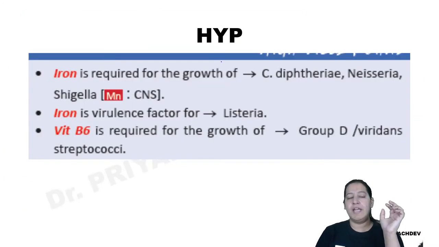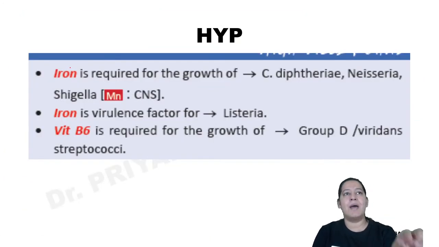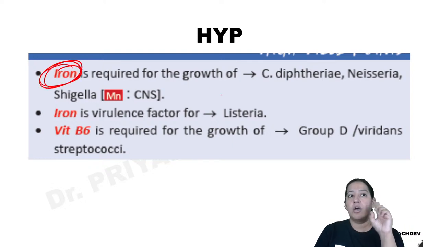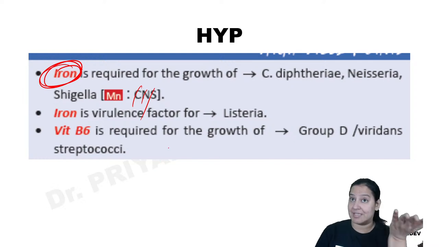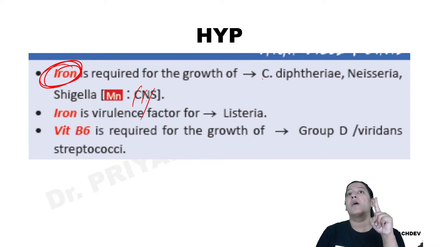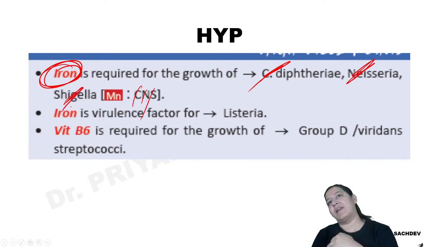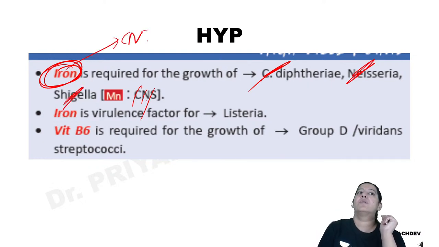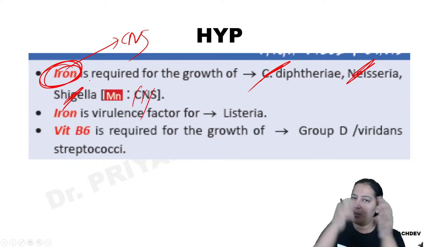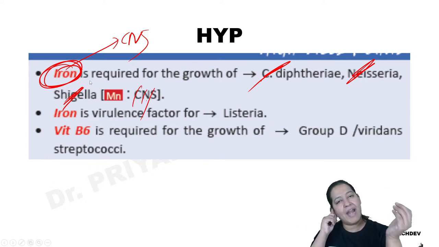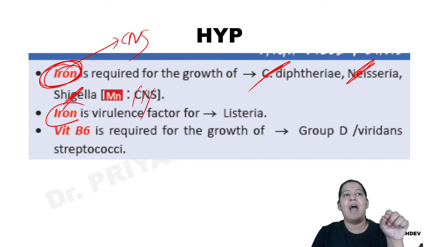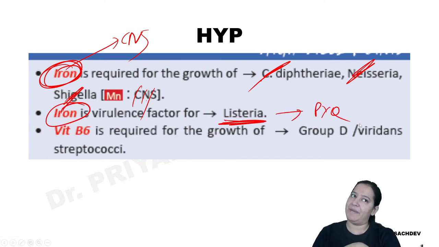Now there are some high yielding points on the growth factors. Let me summarize them. Iron is required for the growth of 3 bacteria. The mnemonic is CNS, Central Nervous System. C for Corynebacterium diphtheriae, N for Neisseria, S for Shigella. In teenon ko iron lagta hai. To iron kisko lagta hai? CNS. Say the full form. Ek aur mnemonic mil gaya, add in the list. Iron is required for listeria. Very important. It is a PYQ in NEET PG.